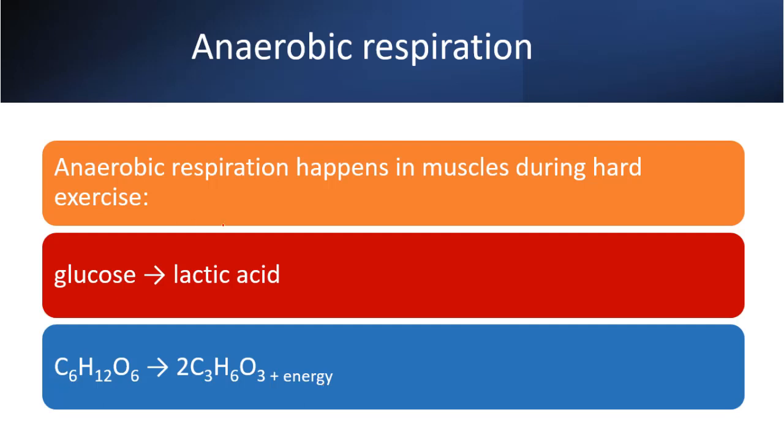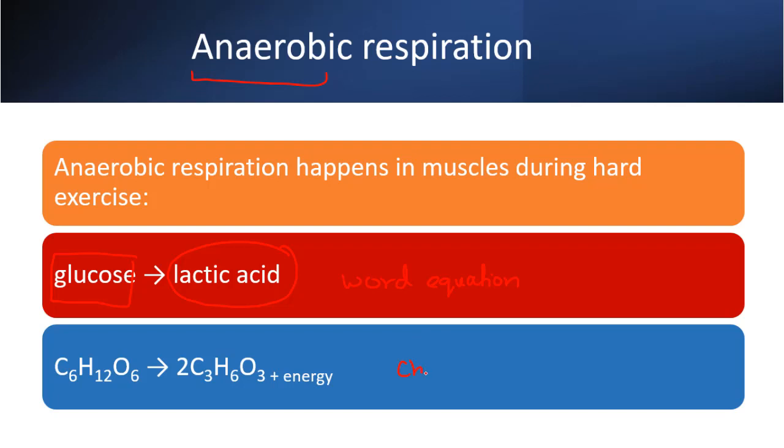So this is the equation for anaerobic respiration. In anaerobic respiration, during hard exercise, glucose is directly converted to lactic acid. And this lactic acid increases in amount and that causes muscle pain, fatigue or cramps. This is the word equation.